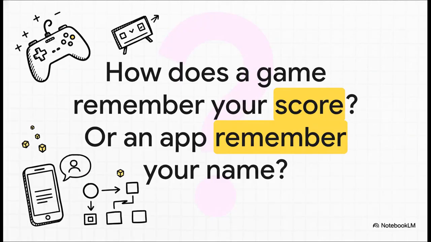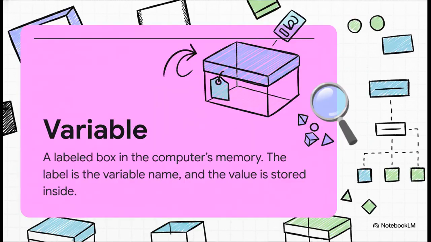Have you ever stopped to think about that? You're playing a game, and your score is constantly changing, but the game always knows exactly what it is? Or you open an app, and it says, hey, your name. How on earth does a computer keep track of that information? Well, the answer is actually super simple. It all comes down to something called a variable.